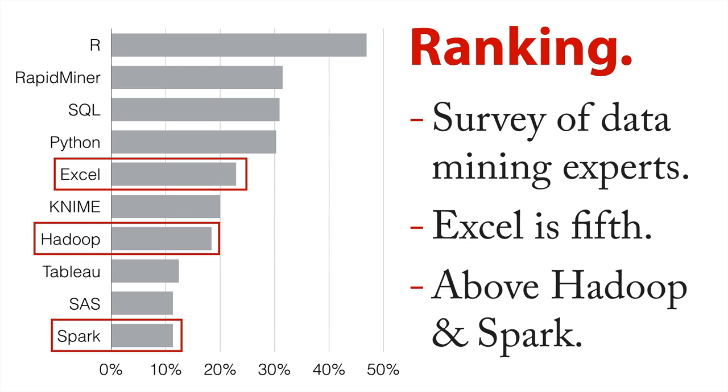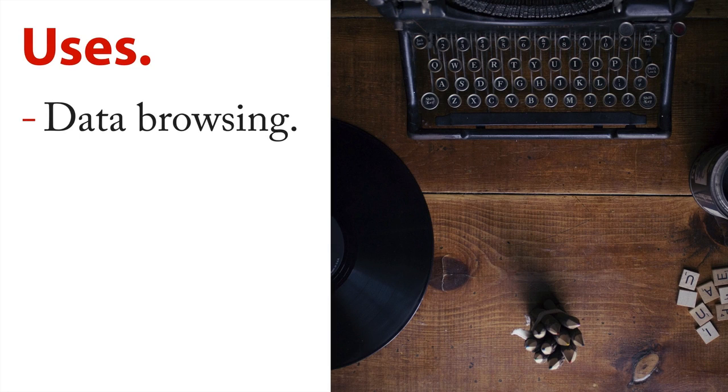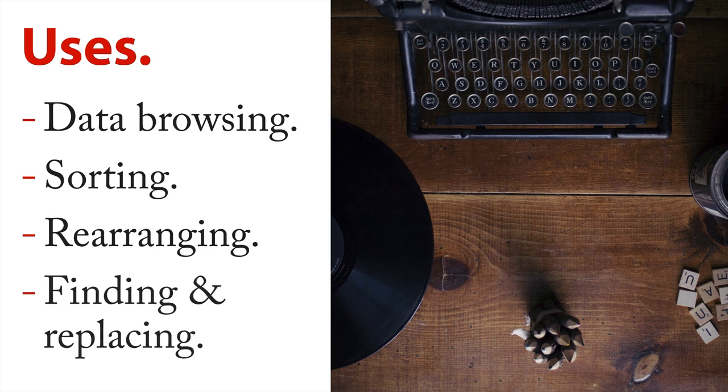Now, since we're going to the low tech end of things, let's talk about some of the things that you can do with a spreadsheet. Number one, they're really good for data browsing. You actually get to see all of the data in front of you, which isn't true if you're doing something like R or Python. They're really good for sorting data, sort by this column, then this column, then this column. They're really good for rearranging columns and cells and moving things around. They're good for finding and replacing and seeing what happens so you know that it worked right.